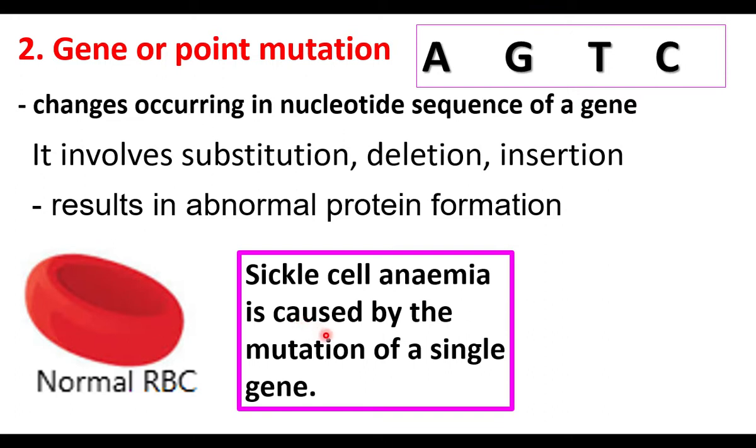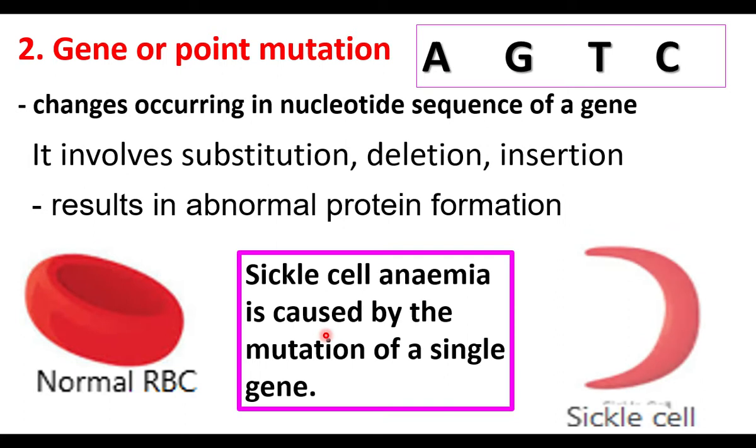abnormal hemoglobin, that makes the RBC sickle shaped. This sickle shaped RBC cannot pass through small blood vessels, that results in serious conditions. So gene or point mutation changes the protein and changes the phenotype. Sometimes this kind of change results in evolution also.